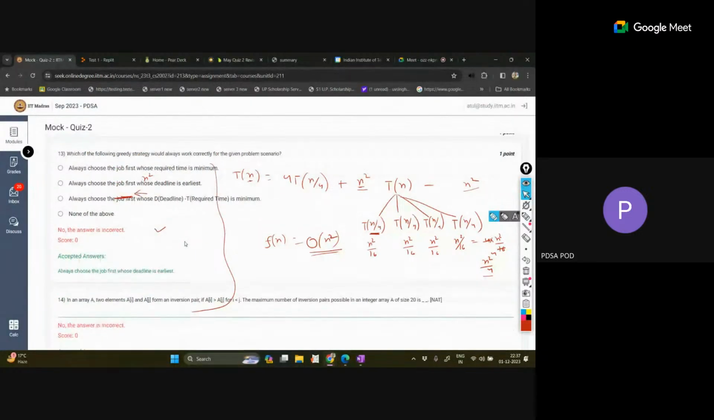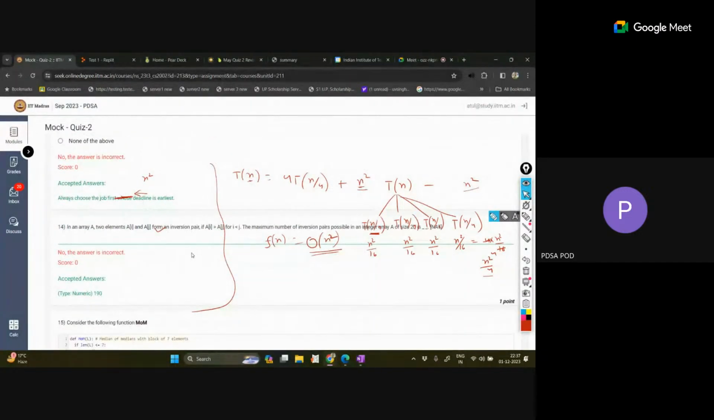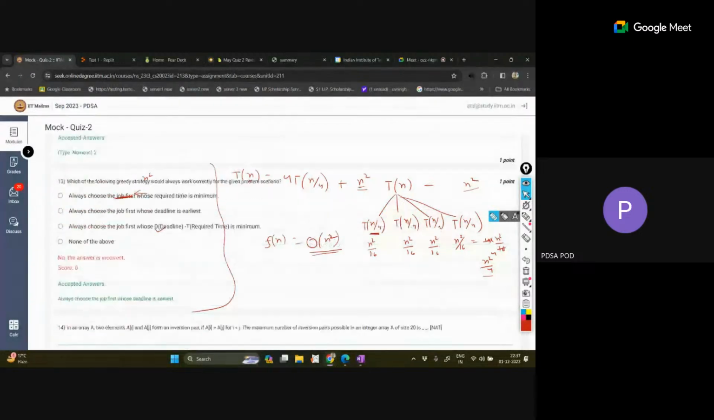So in week 8, these are the important things: the inversion pair, and some related information about quick select and fast select. What is the complexity if we are using MOM? And if we are not using MOM, what is the complexity of finding the largest or the smallest element? So these three questions.